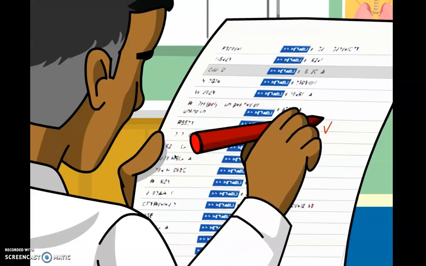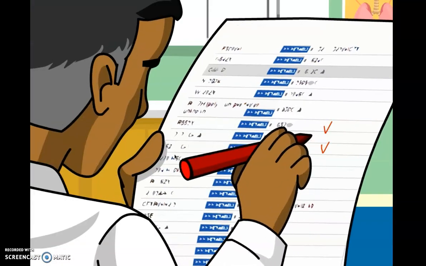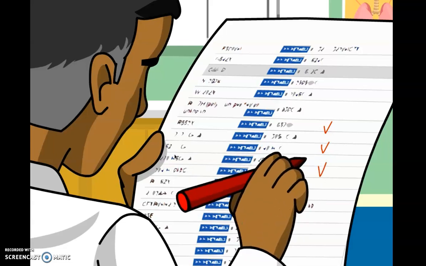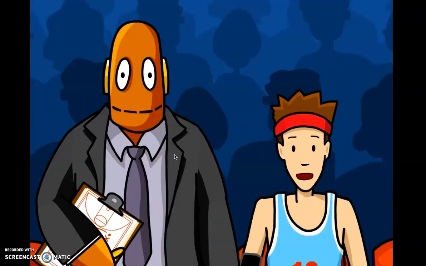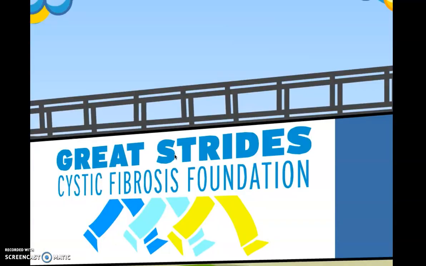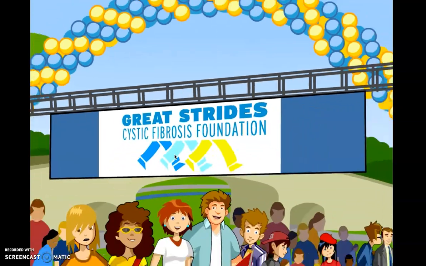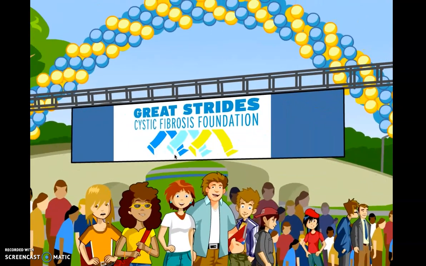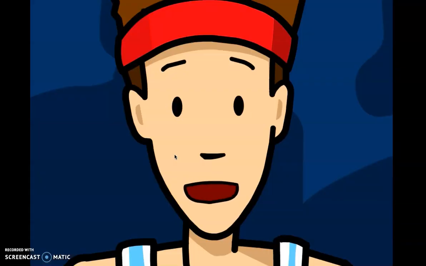Testing to see if you're a carrier is crazy expensive. There are more than 1,000 mutations that can cause CF. That's why we need all the help we can to find a cure. You can volunteer at organizations like the Cystic Fibrosis Foundation. They organize events to raise money for treatment and research. In our lifetimes, we might just beat cystic fibrosis.